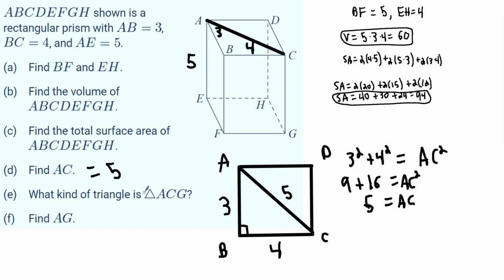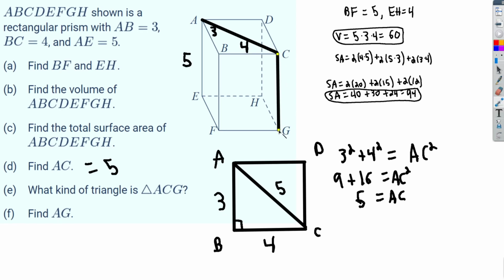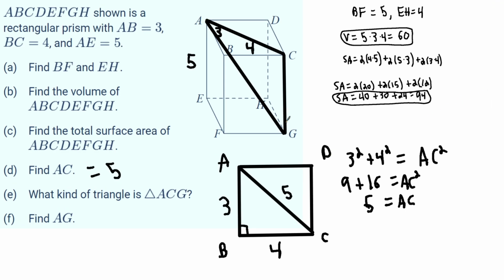Alright, now it asks us what kind of triangle is ACG. So A to C to G would be a triangle going like this. So what kind of triangle is that? Well, since this is taking place on a prism where all the vertices are 90-degree angles, that means this vertex right here is also 90 degrees. So that means that ACG is a right triangle.